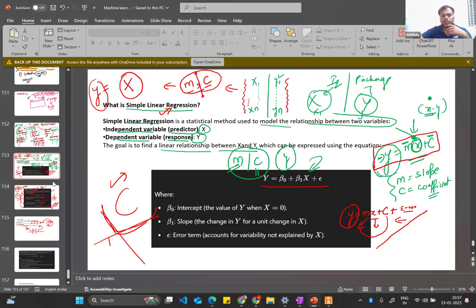Okay, I hope no one is having any doubt in this theoretical part, right? Just remember this thing and this part only. This is something very, very important, right?